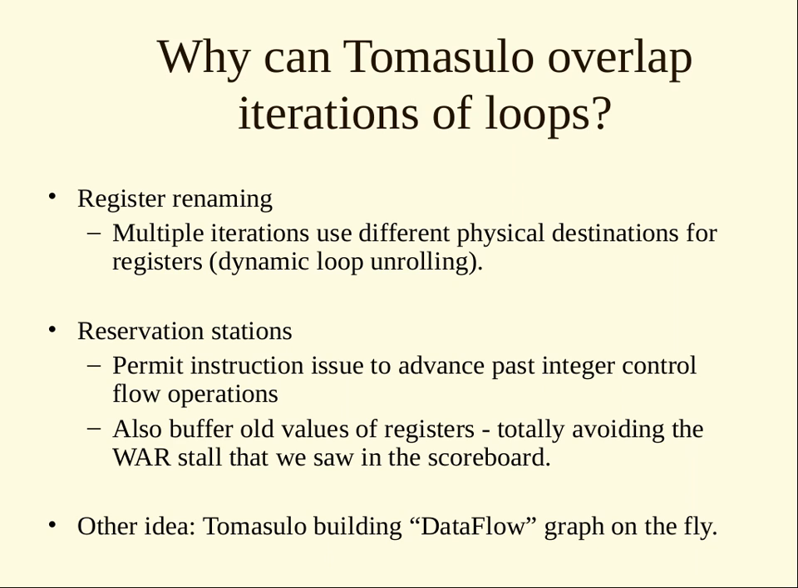Why can we overlap? We have register renaming, which provides a different physical destination for registers instead of having very explicit logical registers like you would with scoreboarding or even with your in-order pipeline. You still have to read from the register file. This optimization is called dynamic loop unrolling because you can execute multiple loops at the same time.